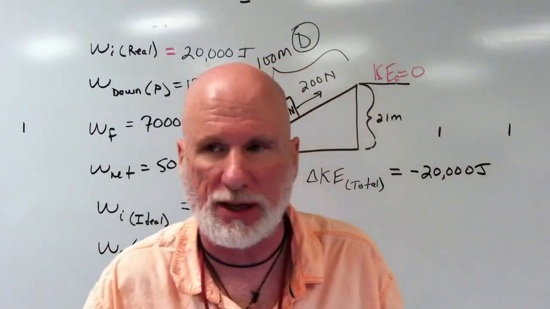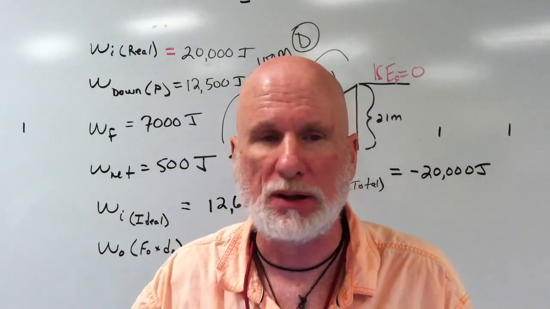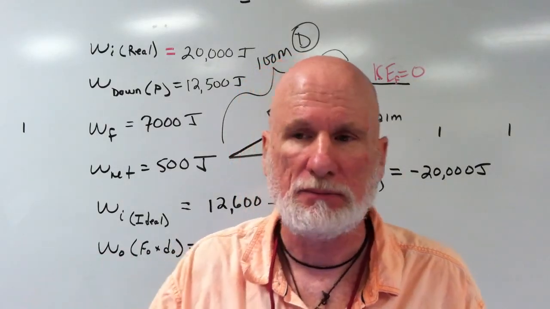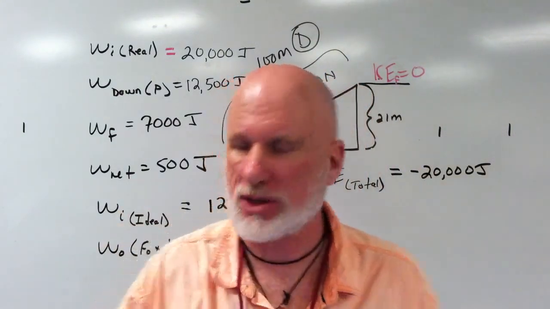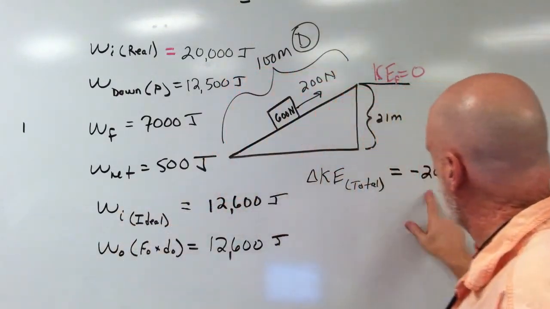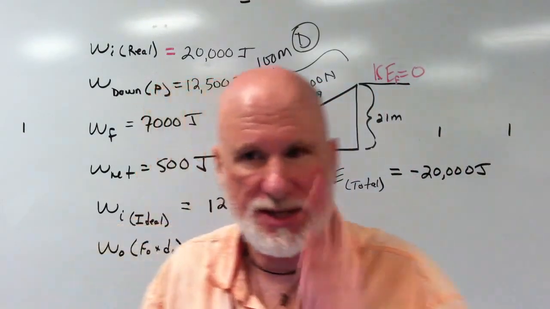I had to overcome friction. I had to overcome the downward pull of the skier, the natural tendency to want to roll back down or slide down the slope. So I needed 20,000. It's negative 20,000. Now, this is key.